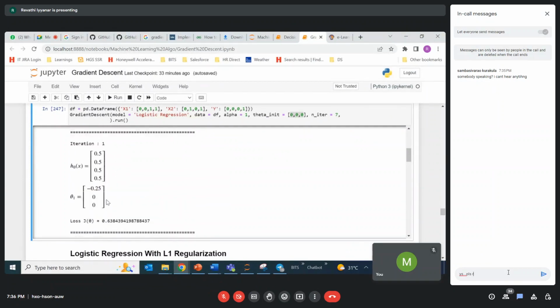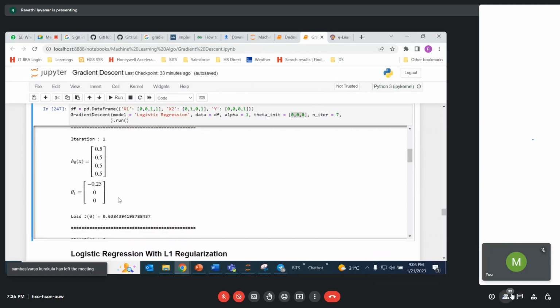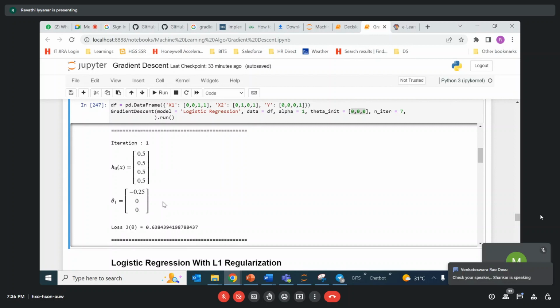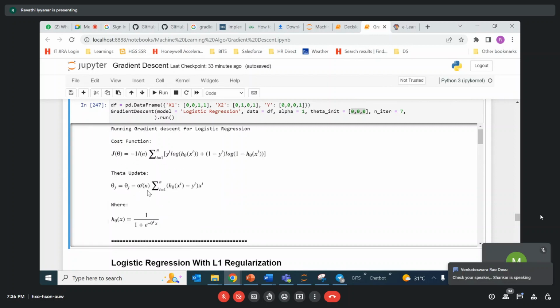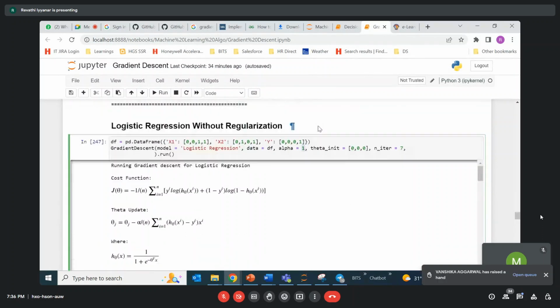And then that's the first part. Then we need to compute theta 1. Using gradient descent, we need to compute theta 1. The update rule for theta 1 is given in the above formula. This is the update rule, and alpha is also given in the question. The learning rate, I think, is given as 1. Alpha is given as 1.